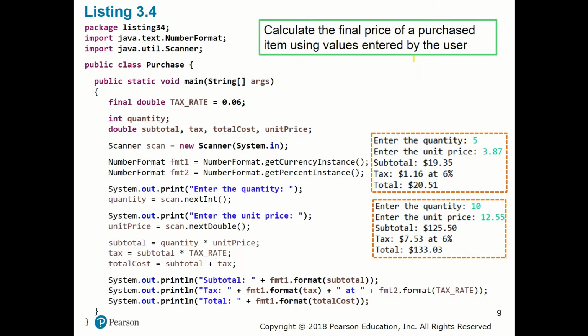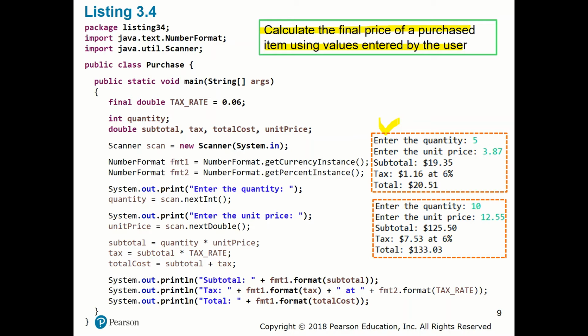This is an example from the textbook. This code is to calculate the final price of a purchased item using values entered by the user. At first, look at the output of the code. This is the output of the code.